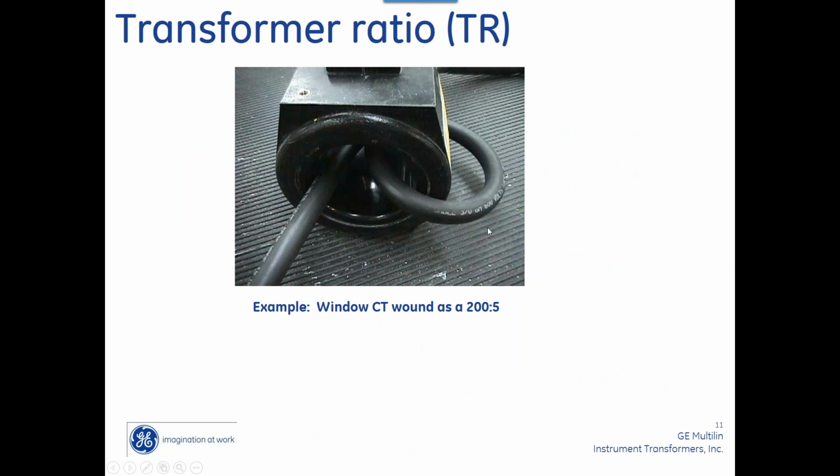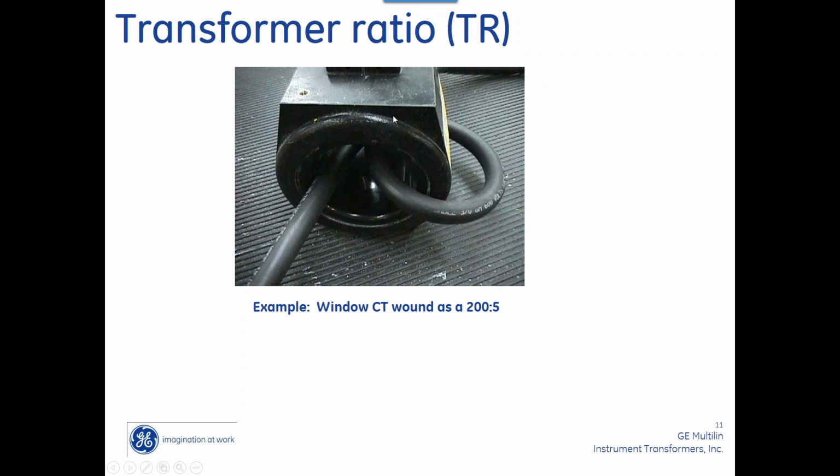Now, let me ask you this. If I end up running, this is a 200 to 5 CT. If I end up running this wire through there twice, what does that make it? Is it still a 200 to 5 CT? Somebody tell me what the answer is. Y'all are good engineers. What's my ratio going to end up being? Very good, Chris. It's going to be 100 to 5.